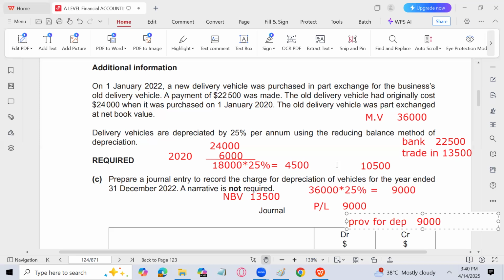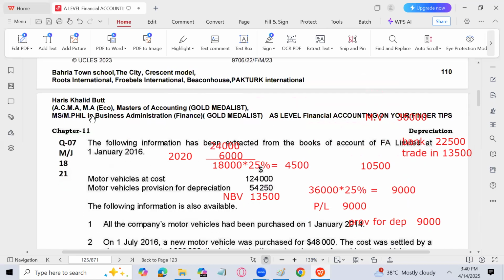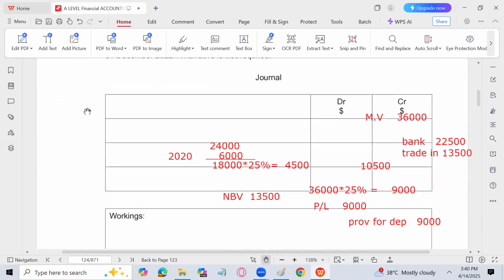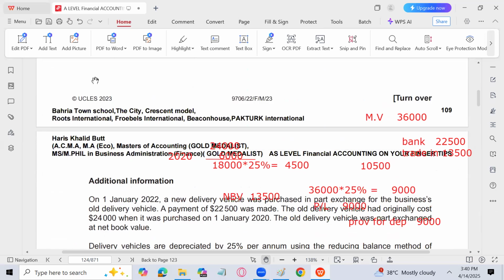Let's move ahead. Next, February, March 2022 is the paper. So that's it. Okay, C part. Where is the B part? We are done with that.